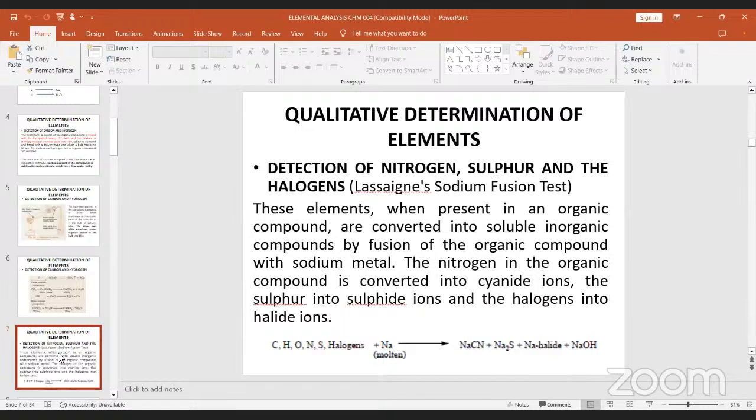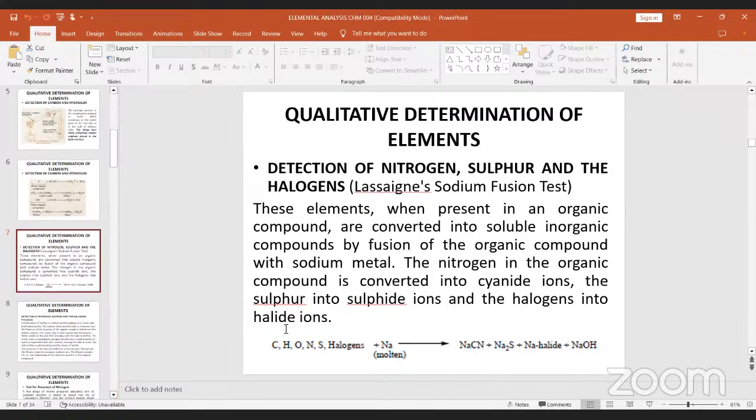sodium fusion test. These elements, when present in an organic compound, are converted into soluble inorganic compounds by first fusing the sample, or the organic compound that you are interested in, with sodium metal. The nitrogen in the organic compound will be converted to cyanide ion, and the sulfur into sulfide ion, and the halogen into halide ion. Okay, so these are the reactions of what you are having.